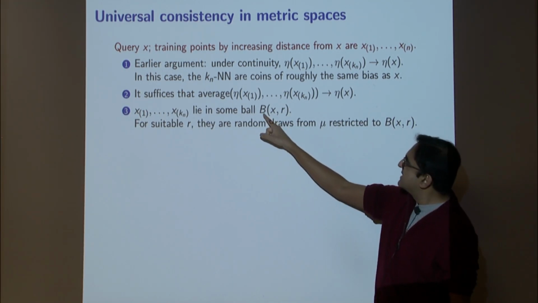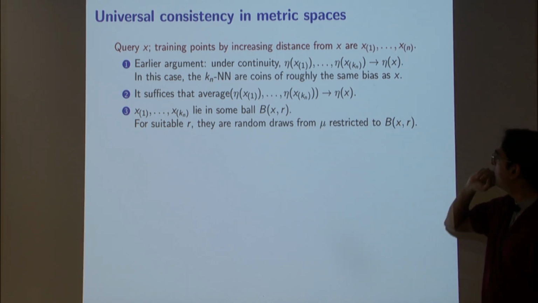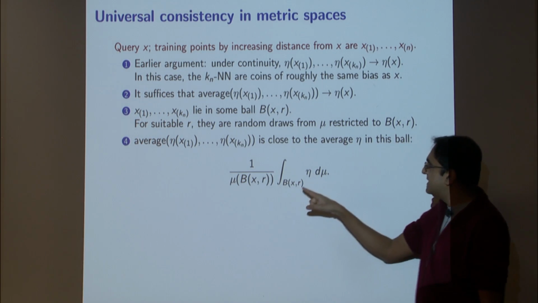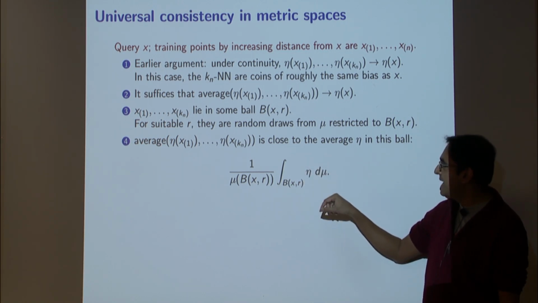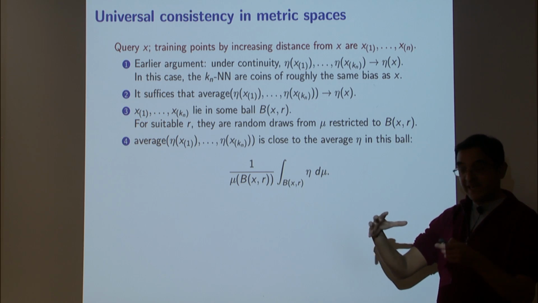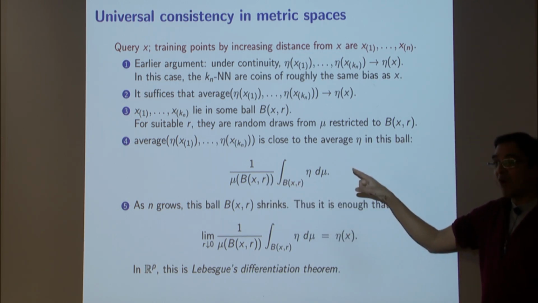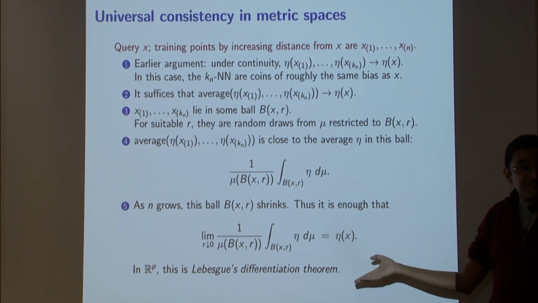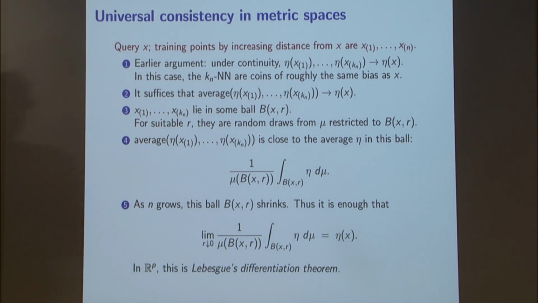So let's say the k nearest neighbors lie in some ball of radius r. You can think of them as random draws from the underlying distribution restricted to that ball. And so the average bias is close to simply the average value of eta in that ball. As n goes to infinity, this ball is getting smaller and smaller. So what we want is the limit as r goes to 0 of this average bias to be eta of x. And this is just the fundamental theorem of calculus, the standard differentiation condition. So this is all we need, and basically we get consistency in any metric space for which this holds.